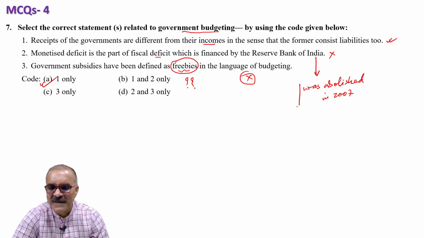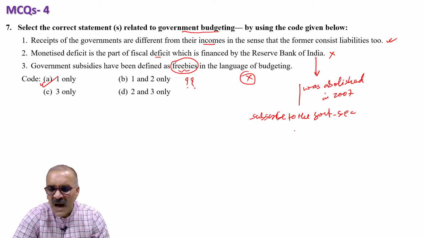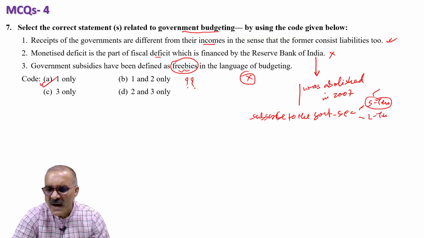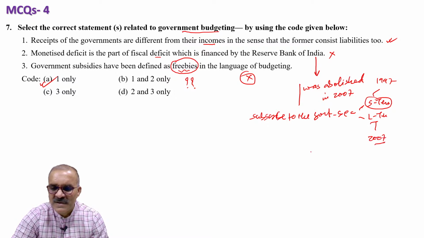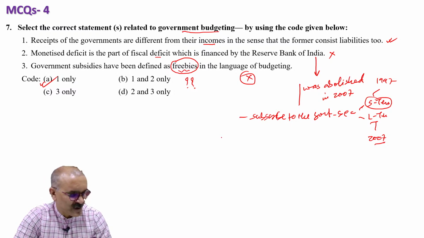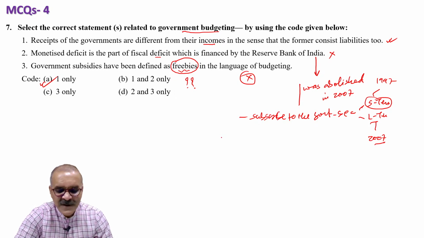Clear? It used to occur before 2007. Because what is monetized deficit? Under this, RBI is bound to subscribe to the government securities. And there are two kinds of securities, short term and long term. The short term security RBI stopped purchasing after 1997 and long term after 2007, as per the decision taken under the FRBM Act. Clear? So I hope it's clear. Coming to question number 8.